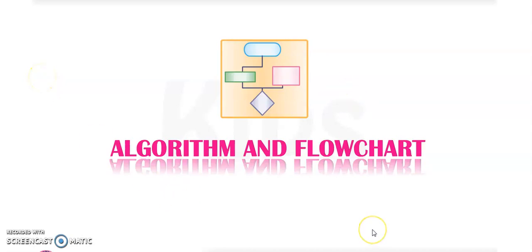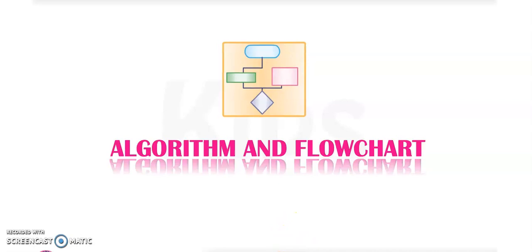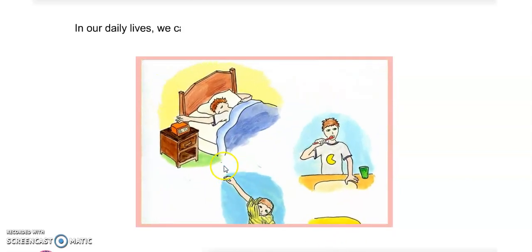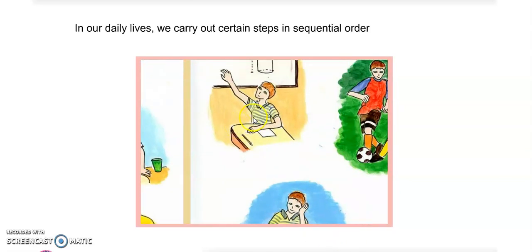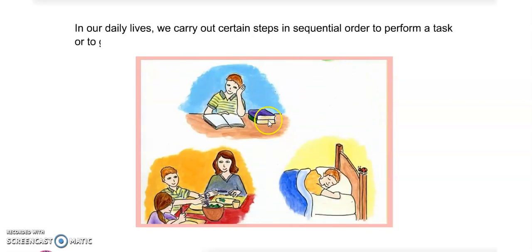Hello students, in today's class we will start chapter 9, Algorithm and Flowchart. In this lesson we will discuss what the use of algorithm and flowchart is in computers. In our daily lives we carry out certain steps in sequential order to perform a task or to get a desired output. Whatever we do in daily life, we do it with certain steps. Let us understand this statement with an example.